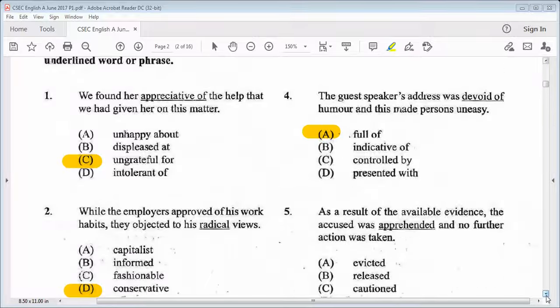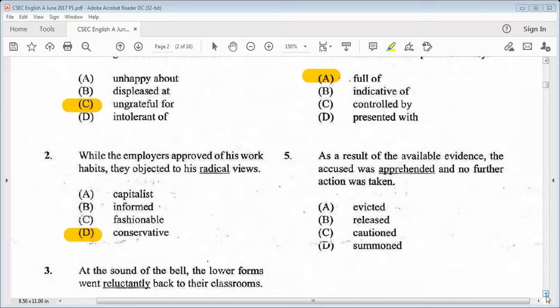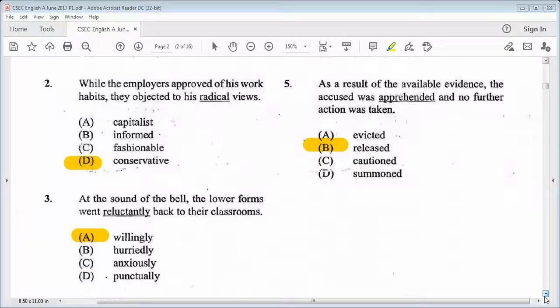So 5 says, as a result of the available evidence, the accused was apprehended and no further action was taken. Is it A, evicted, B, released, C, cautioned, or D, summoned? We know the policeman apprehended the man means that he arrested the man. So the opposite of being arrested would be released. So B would be our answer. Let's go on to number 6.